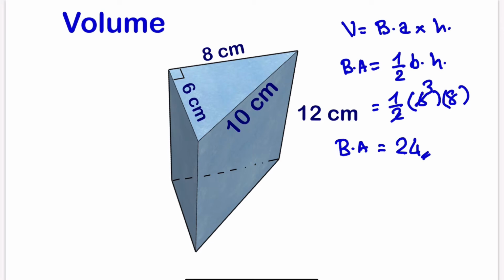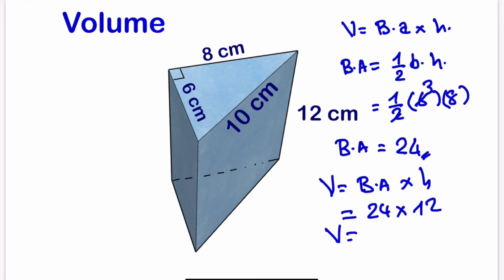So now we have the base area, so it's easier for us to calculate the volume. The volume will be equal to base area times height, which is 24 times the height, 12. If we multiply these two together, we are going to have 288 centimeters squared. And one important point I want you to remember is that when you're calculating the volume, you only consider one base, not both of them, just one.